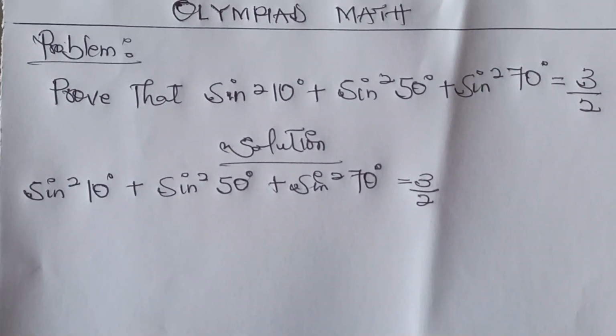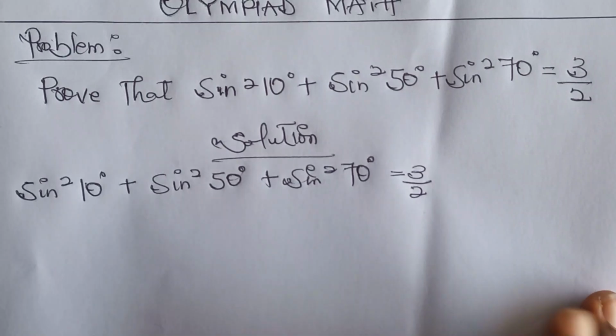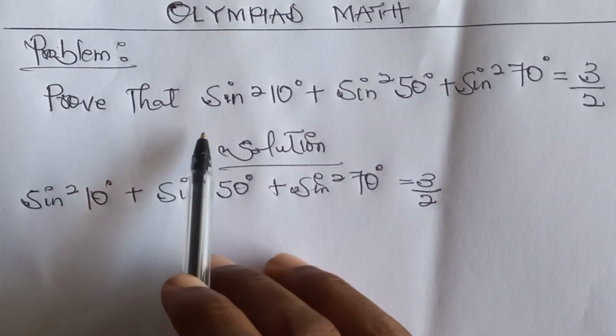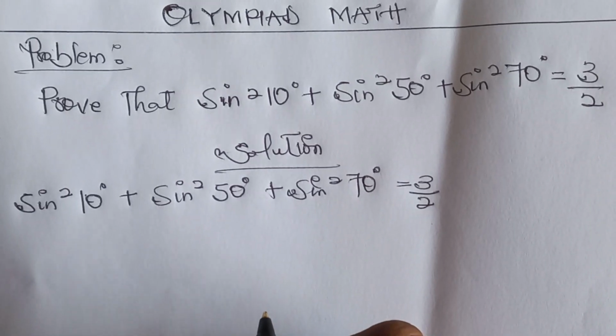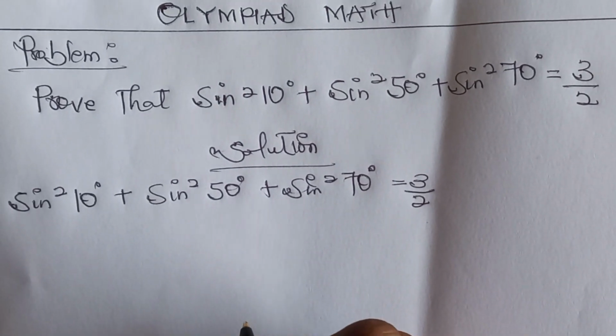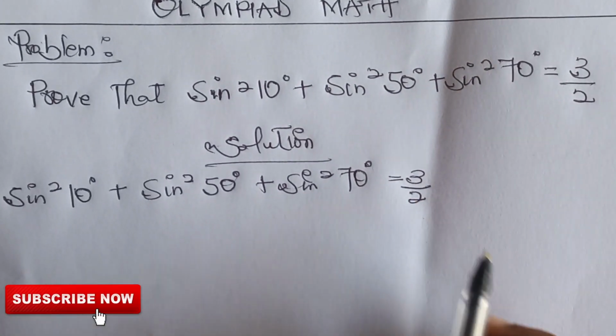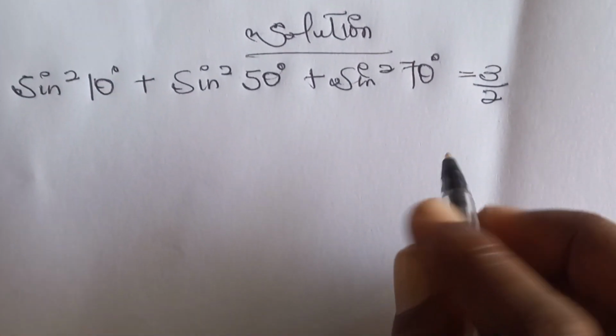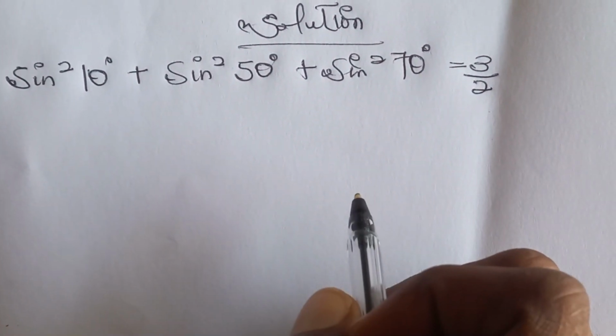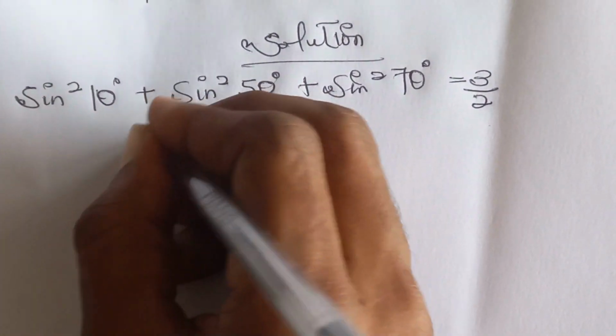So today we are looking at this Olympiad Math question. We have to prove that sine squared 10 degrees plus sine squared 50 degrees plus sine squared 70 degrees is equal to 3 on 2. So with this, I'm going to prove from the left hand side.